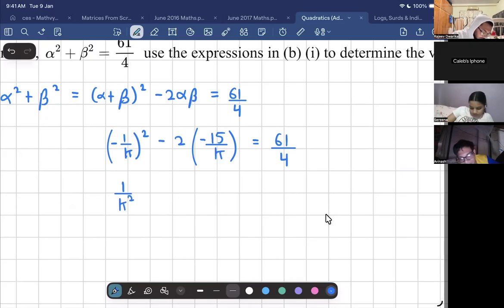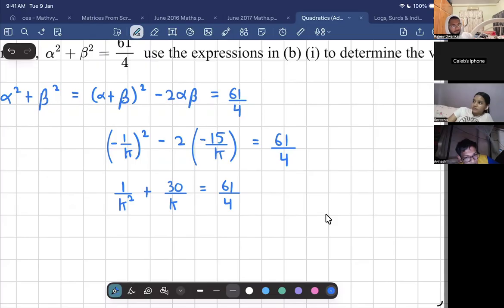Yes. Right? What is minus 2 by minus 15? Positive 30. Right? Positive 30 all over k. Just k. Yeah. And that will be equal to 61 over 4. Guys, do we like working with fractions? No, sir. What is the LCM between k squared, k, and 4?